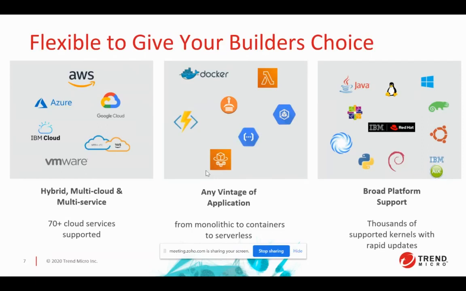Here with Deep Security also, we are not dependent on any platform. It will support thousands of kernels and rapid updates. So you can roll out the workload security agents or any of these features on any platform. There is nothing platform dependent, and any vintage of applications as well, from monolithic to container to serverless environment.